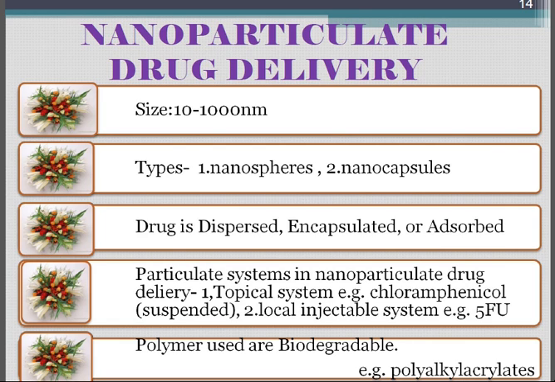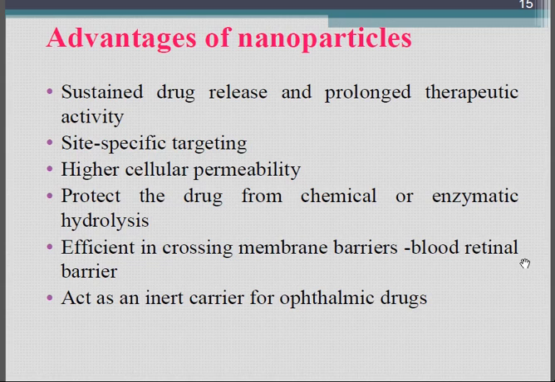For local injections we can use 5-FU, meaning fluorouracil. The polymers used are biodegradable, for example polyalkyl acrylates. Mainly we can use it for cancer therapy, and also ocular cancer therapy. We can use it when we are targeting the optic nerve, so that it will reach the brain. Like that we can target, and also for systemic purposes, or any ocular therapy if you want to do, you can use this system.